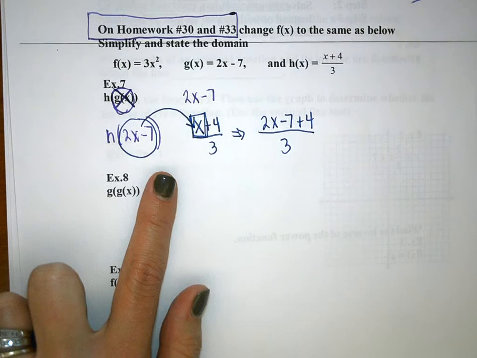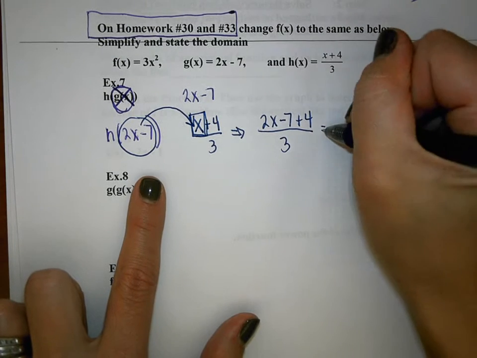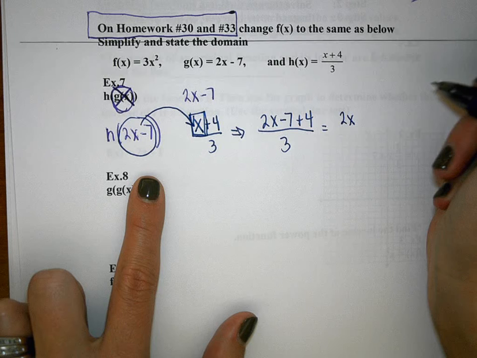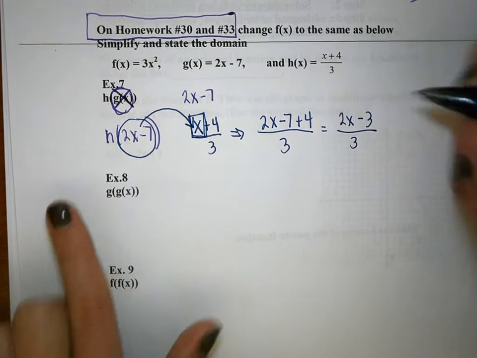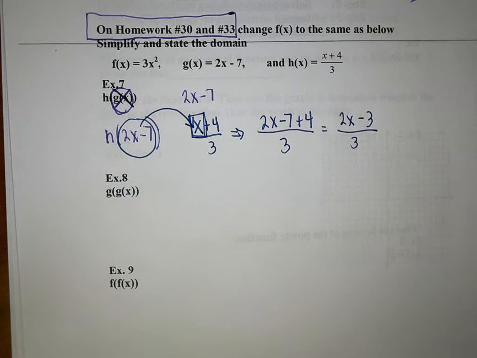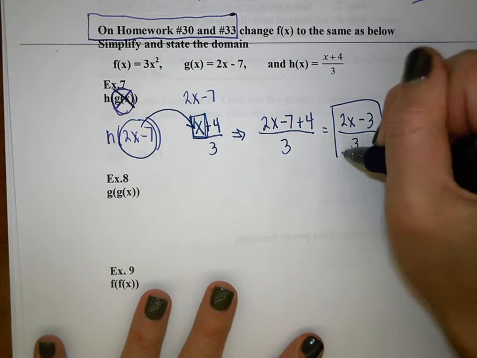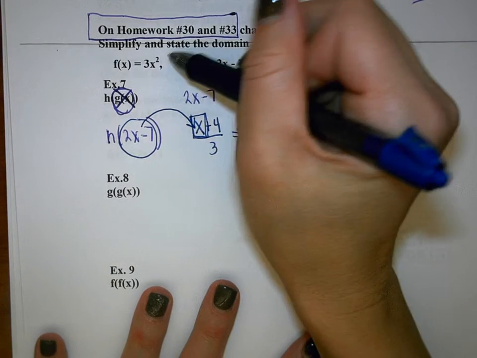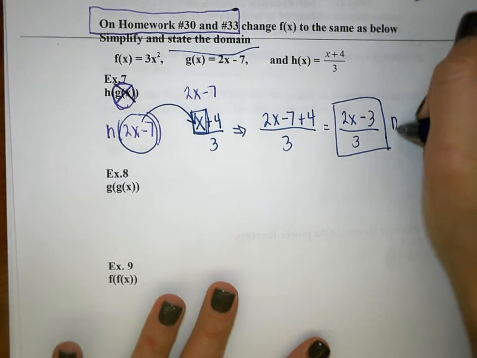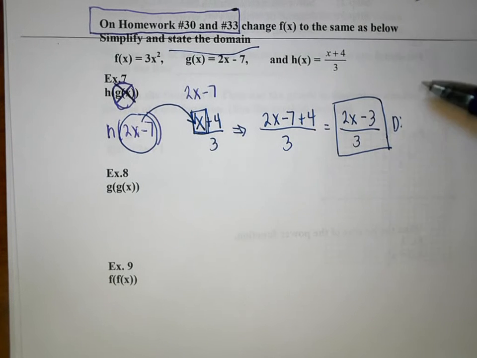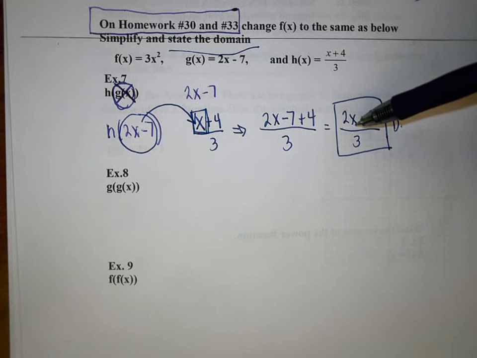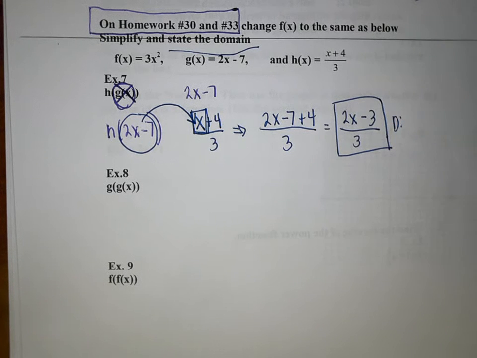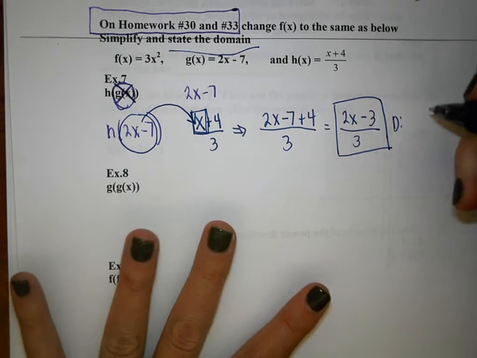And we simplify. So when we simplify here, I get 2x, and negative 7 plus 4 is negative 3, all over 3. And that can't reduce. So this is just going to be my answer. It also states to state your domain. So on this one, my domain, if you look at exponents and roots, I don't have any roots in here. Could a negative number be plugged in for x and it still give you a true statement, no i's? Yes. So on this one, my domain is all reals.